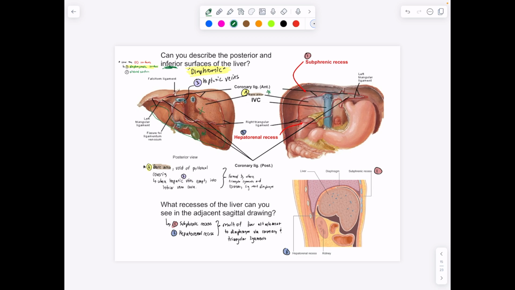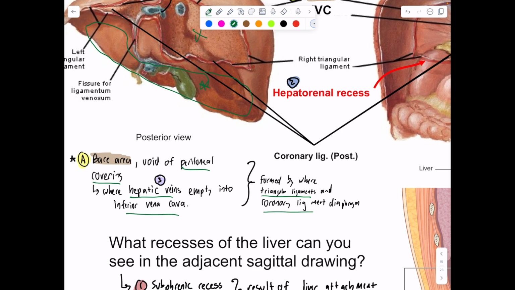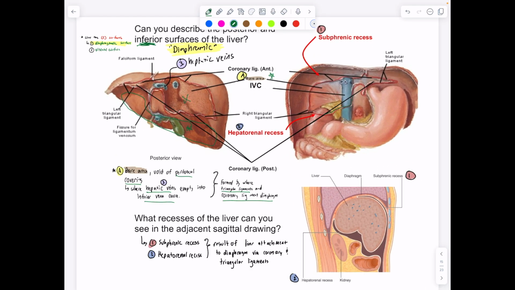And so the posterior surface of the diaphragmatic surface of the liver, this bare area, is devoid of peritoneal covering. This is where the hepatic veins empty into the inferior vena cava. And it's formed from where the triangular ligaments and coronary ligaments meet the diaphragm. So basically, all of this area where we have the edge of the coronary ligament and the left and right triangular ligaments gives rise to this bare area on the liver, and there's no peritoneal covering there. Okay, and again, this is where the hepatic veins drain into the inferior vena cava.